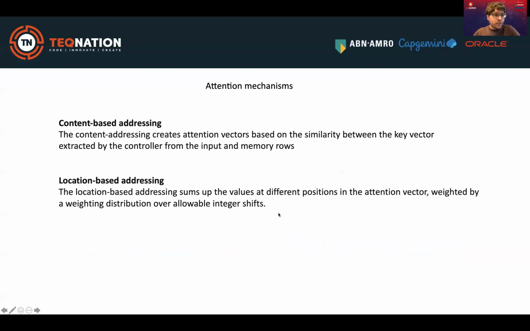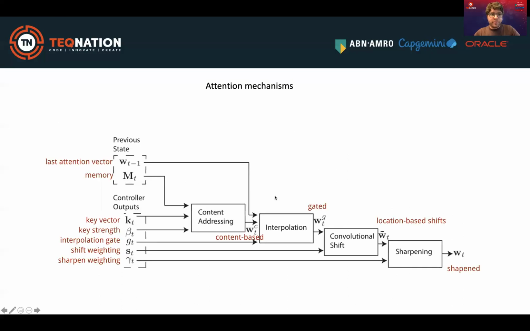The attention mechanism is using two kinds of addressing mechanisms. The content-based addressing mechanism mostly creates attention factors based on similarity between the key vectors extracted by the controller. Location-based addressing sums up the values at different positions in the attention vector, weighted by a weighted distribution over the allowable integer shifts.